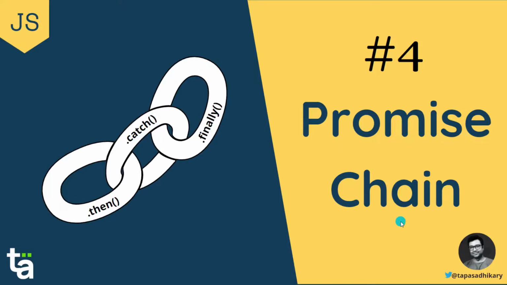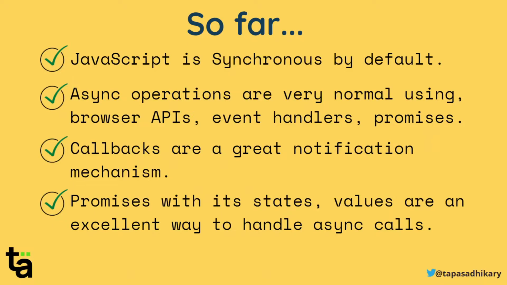Previously, in this series, we have discussed various items. We have covered that JavaScript is synchronous by default, but asynchronous operations are very normal. We do it day in, day out. We use browser APIs or event handlers, or promises, which help us with asynchronous operations. We have learned about callbacks, right? It's a great way of notifying a caller that something has happened, so you can do something after that. We understand how functions can be leveraged as first class citizens to accomplish this goal.